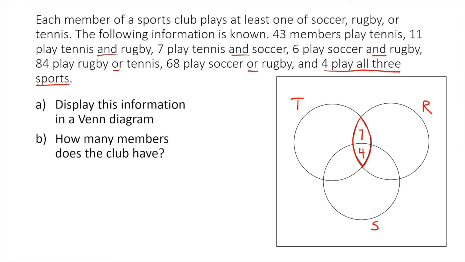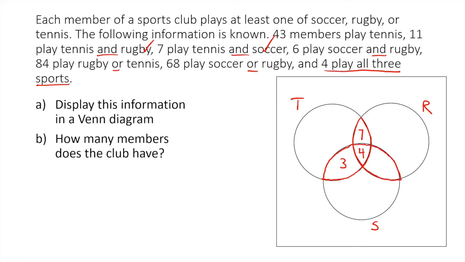And so we have that information figured out. We can put a check there. 7 people play tennis and soccer. So we're going to do the exact same thing. If we know that 7 people play tennis and soccer, which is this overlap right here, and there's 4 that play all 3, we don't want to include the folks that play rugby. So in that case, it has to be 3. And so the third one, where 6 people play soccer and rugby, I think you're getting the pattern now.